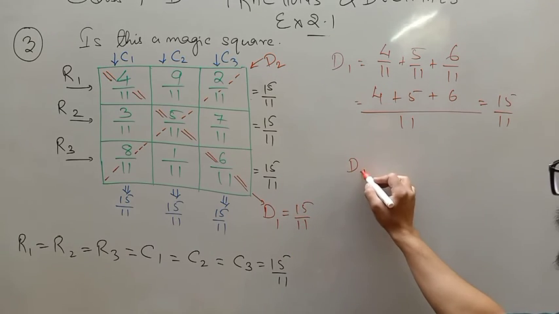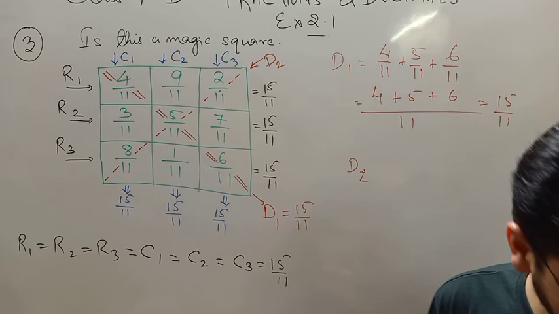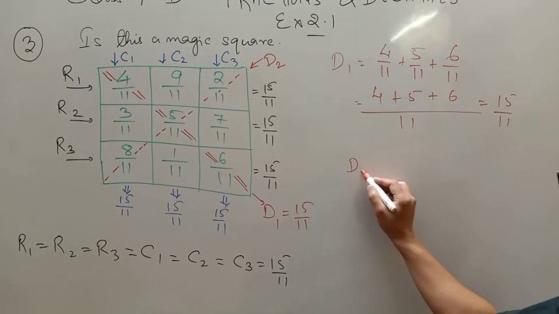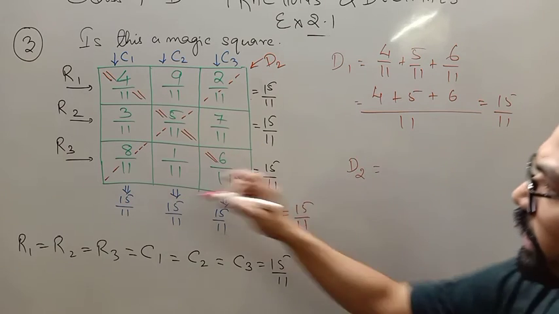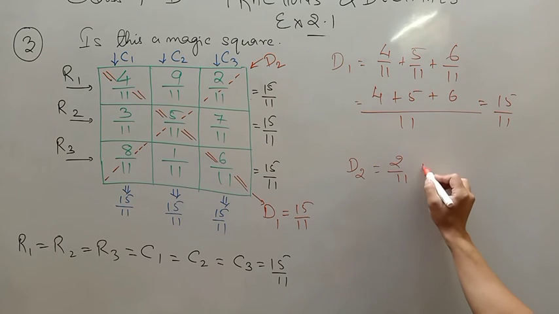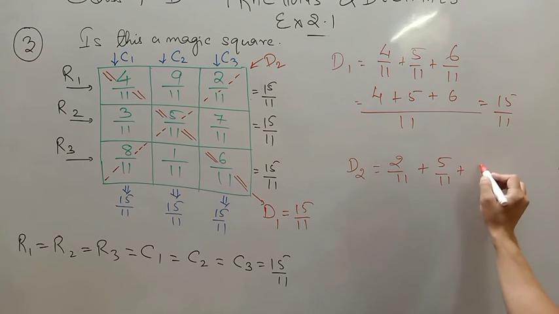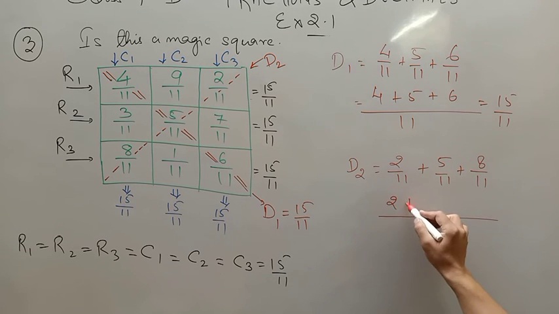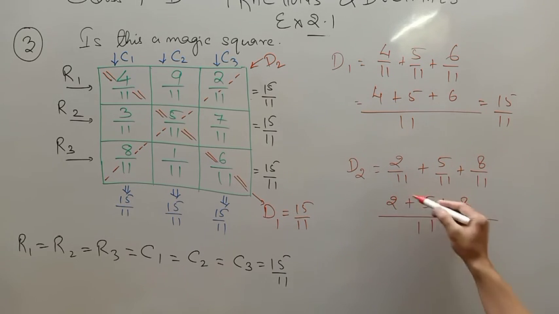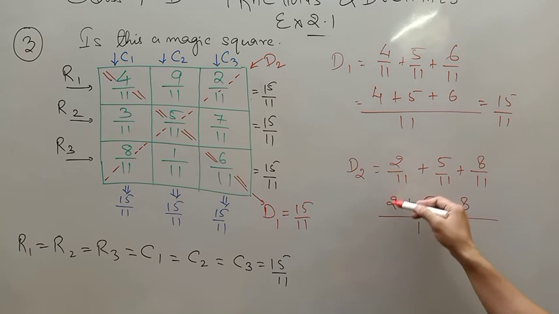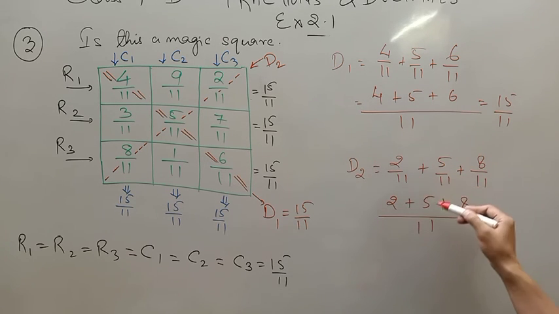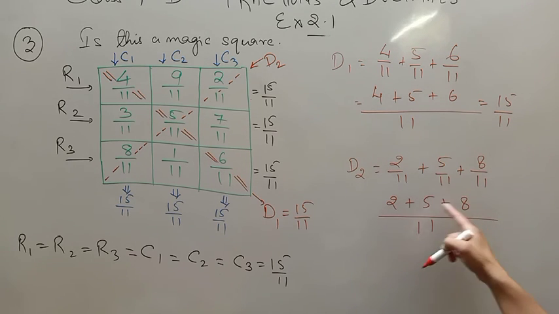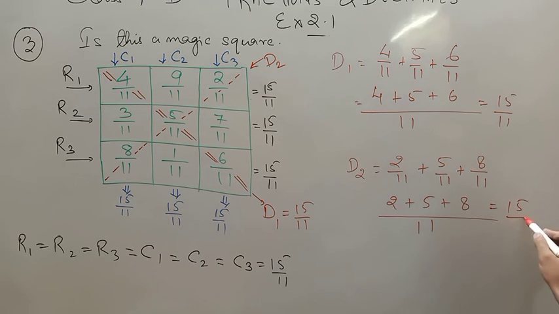For D2, what are the elements given in D2? 2 upon 11 plus 5 upon 11 and 8 upon 11. LCM is 11. So 2 plus 5 plus 8. Why am I writing 2 plus 5 plus 8? Because 11 ones are 11, one twos are 2. 11 ones are 11, one fives are 5. 11 ones are 11, one eights are 8. So 8 plus 2, 10 plus 5, 15 divided by 11.